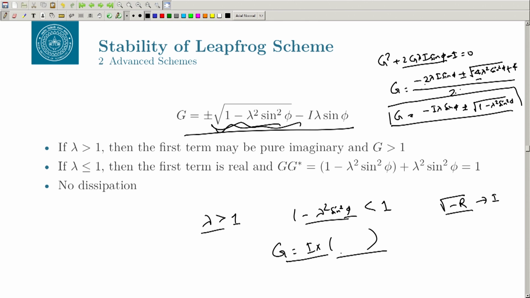So, then the amplification factor g will become greater than 1. Only when you have lambda less than or equal to 1, then this 1 minus lambda square sin square phi will be real. Okay. This will be a real number.